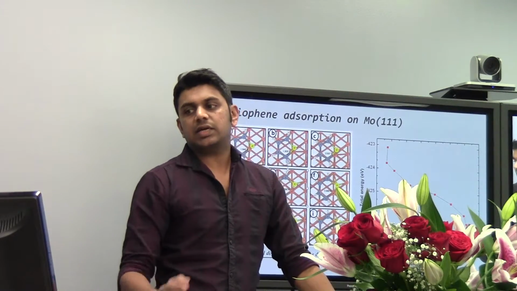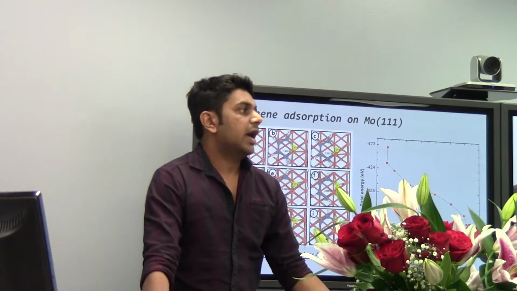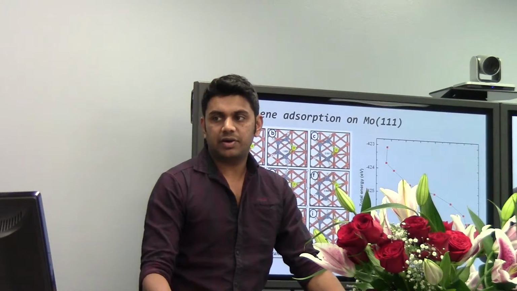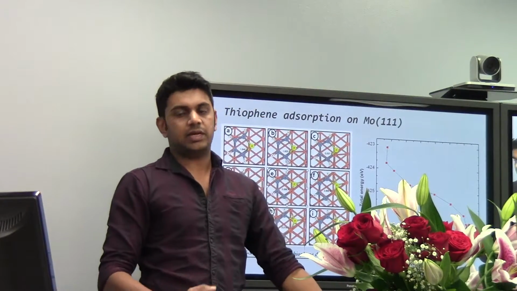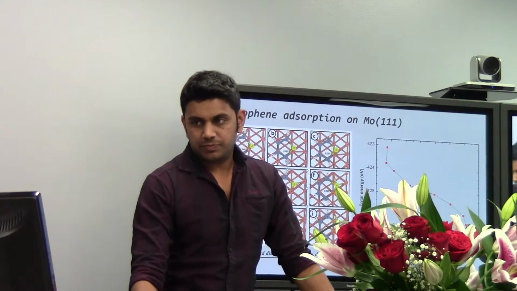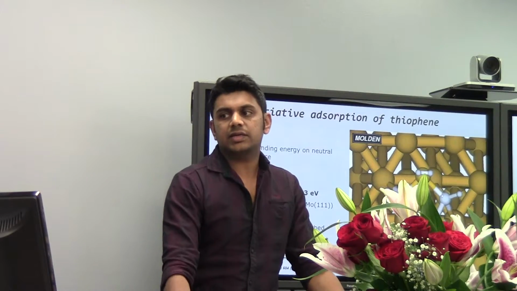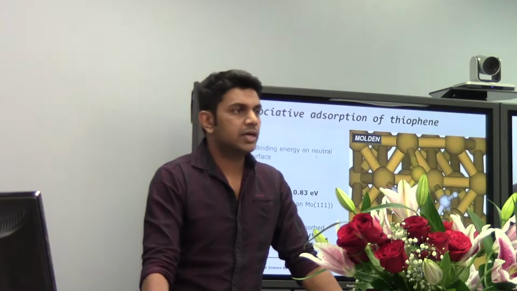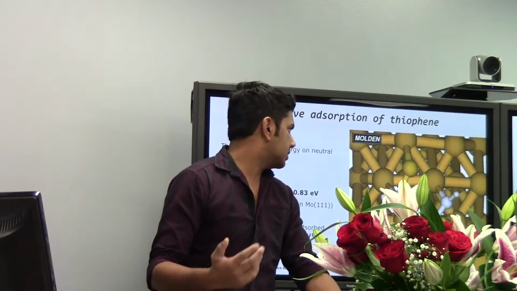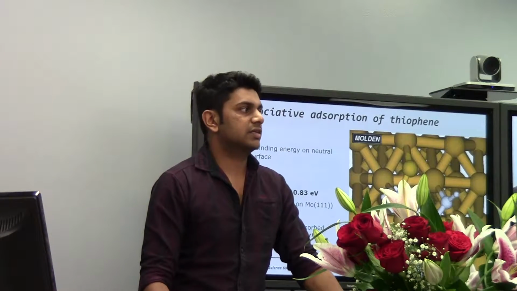Here you can see the carbon-sulfur bond distance as a function of total energy. As the carbon-sulfur bond distance increases, the total energy of the system decreases. That means the system tends to stabilize by dissociating this carbon-sulfur bond. This movie further illustrates the dissociation of this carbon-sulfur bond during the adsorption process. This further confirms that thiophene is dissociatively adsorbing on these catalytic surfaces.